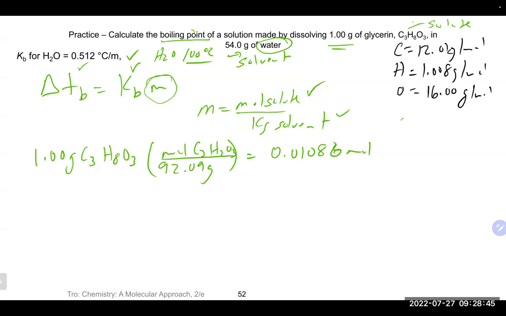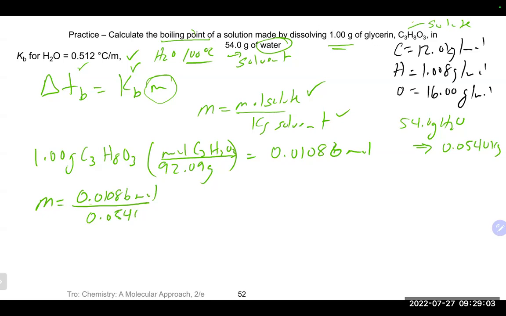We want to then divide it by the kilograms of solvent. So that is 54 grams of water, which if you divide it by 1,000 will give you 0.054 kilograms. So to find the molality, it would be 0.01086 moles divided by our grams converted into kilograms of solvent, 0.054. Looks like 0.201 molal. Any questions on that so far?